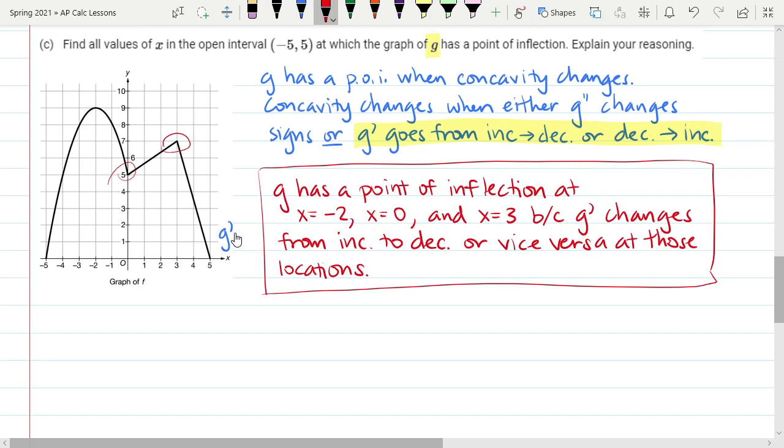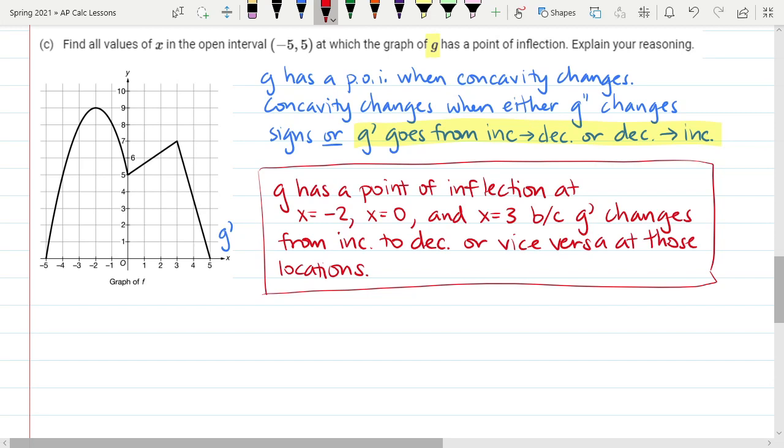So in other words, clearly g prime is increasing from negative 5 to negative 2. That doesn't mean that g is increasing from negative 5 to negative 2. Or g prime is clearly concave down from negative 5 to 0. That does not mean that g is concave down from negative 5 to 0. You have to use the relationship that we know between g prime and g in order to determine the behavior of g. So work really hard to separate which function you're working with.